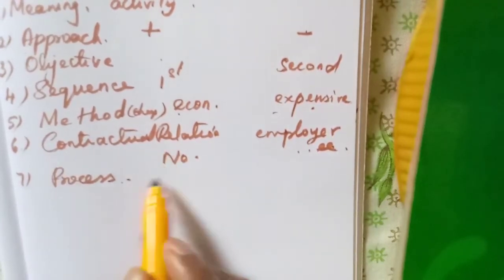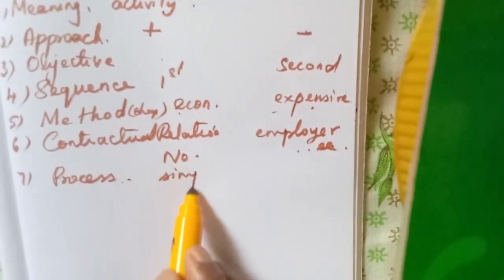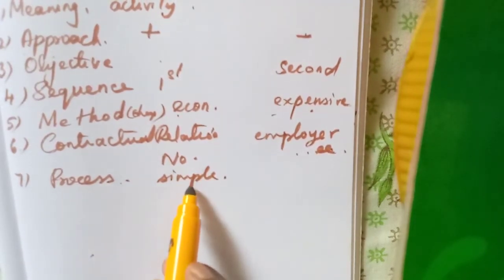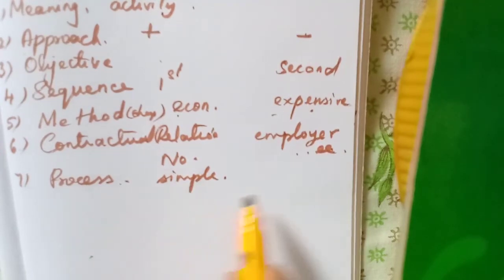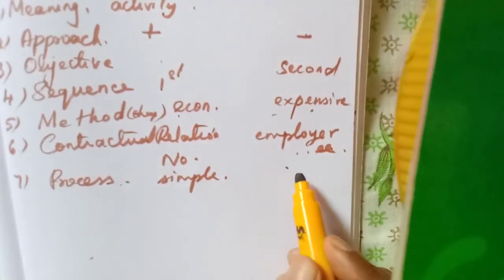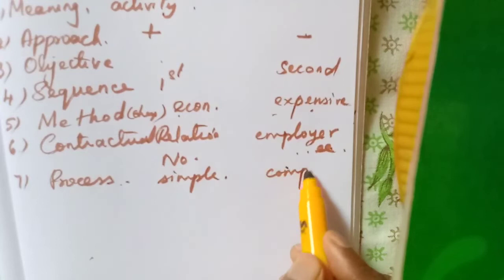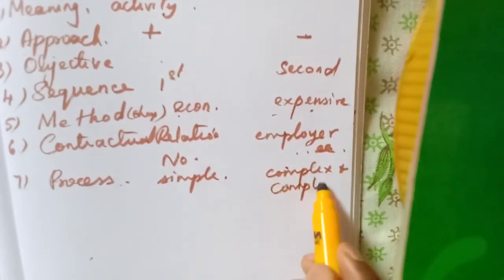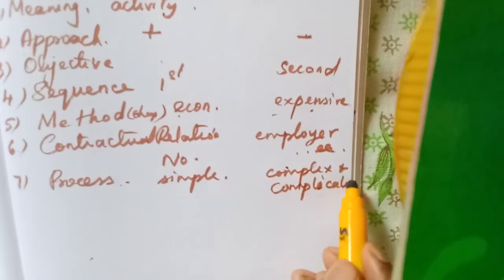Then the process. The recruitment process is very simple. The job is advertised in the newspaper and the candidates apply for it. But the selection process is complex and complicated.